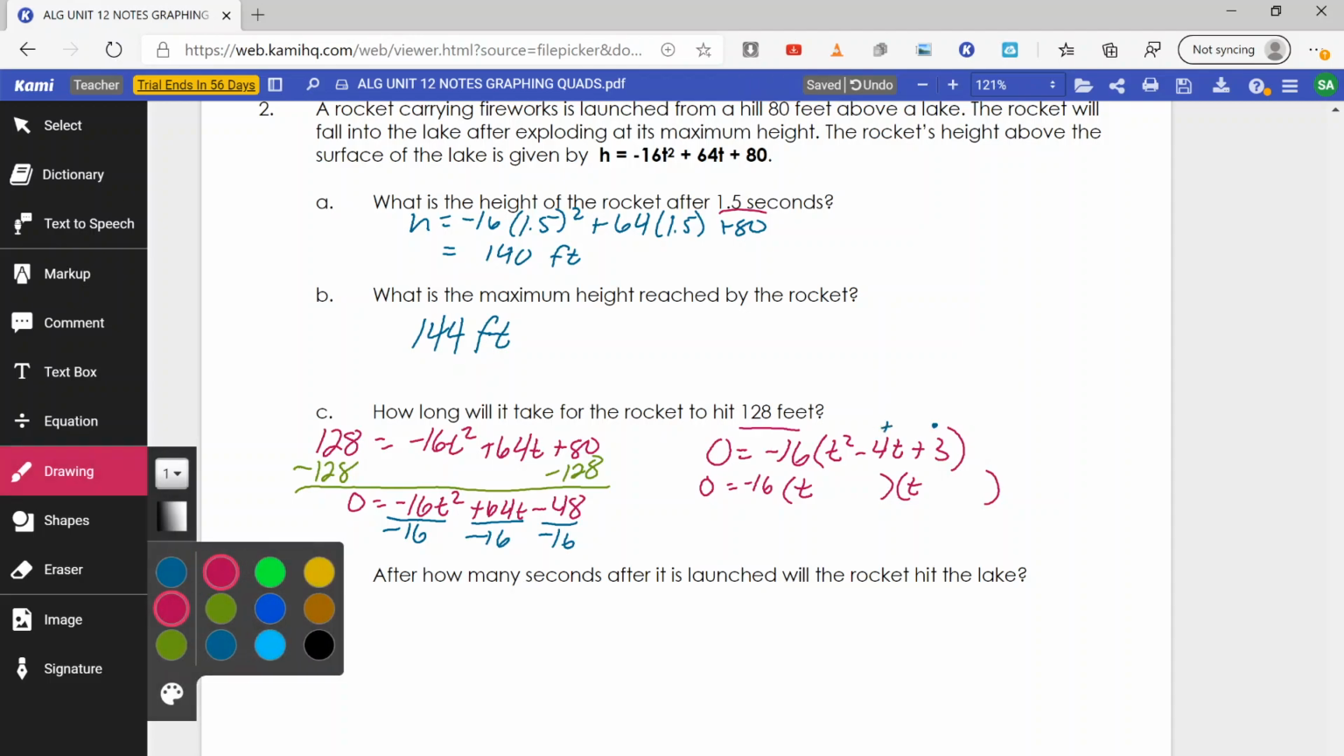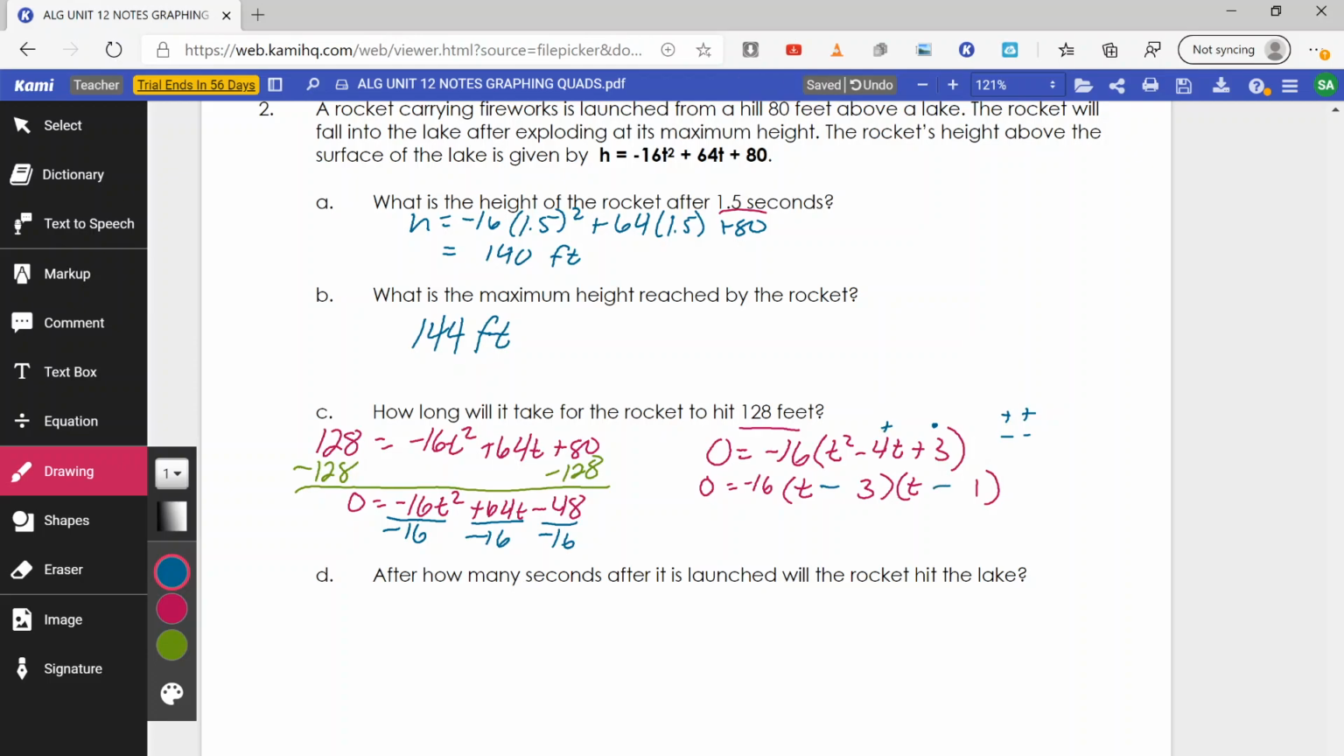Well, the only numbers that multiply to 3 are 3 and 1. So how do I get a negative when I have to multiply to a positive? Well, the only way I can get a positive through multiplication is a positive times a positive or a negative times a negative. Because my middle term is negative, that means negative and negative.